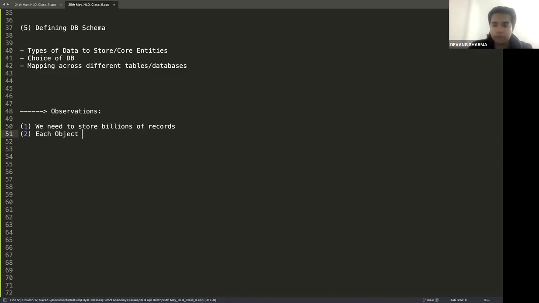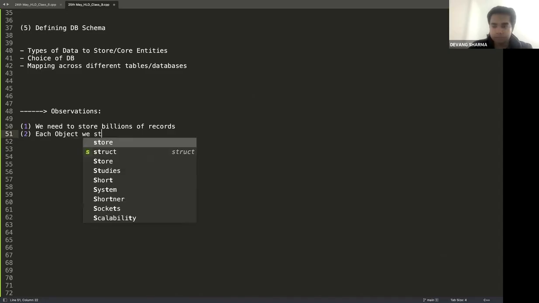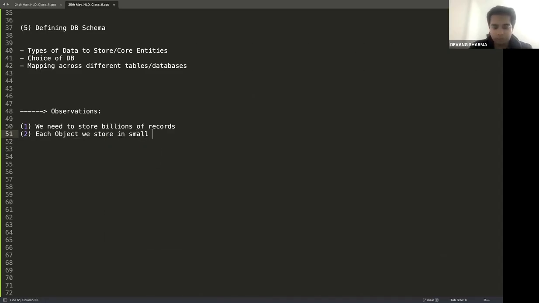Second, each object we store is small. Small means what? 500 bytes. All of these things are required to be put under observation so we can make a decision what choice of database would be best here.